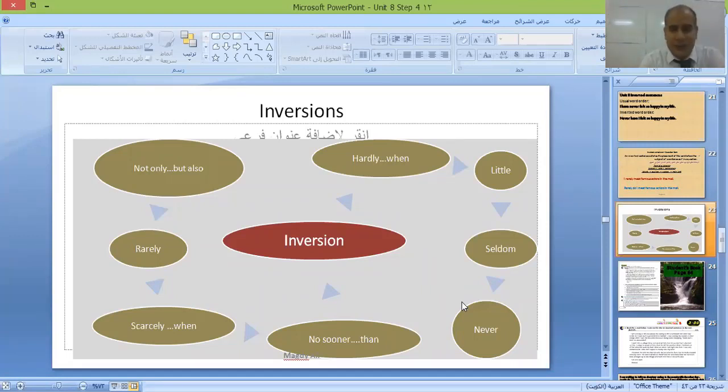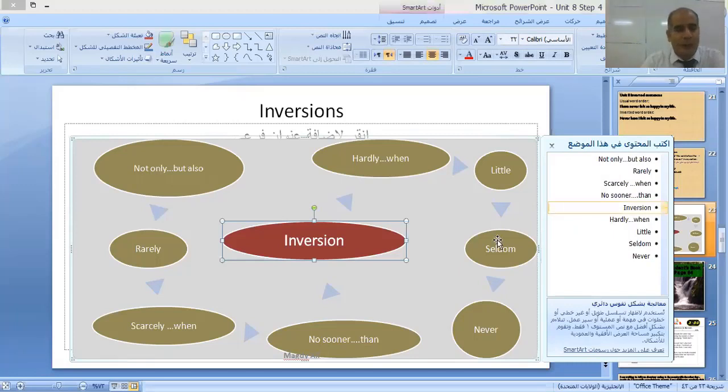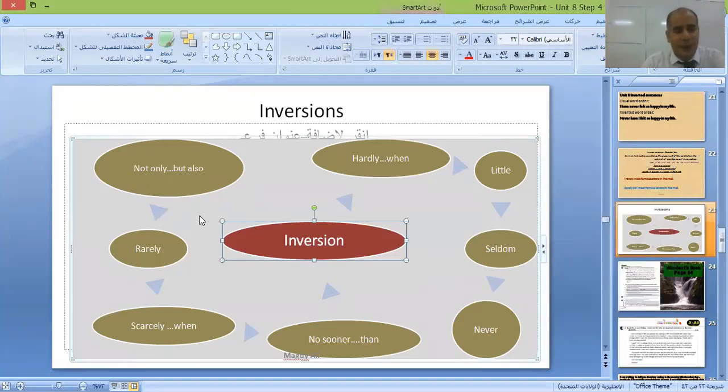I repeat the conjunctions once more, the words that are used to make inversion. Not only, but also, rarely, scarcely when, hardly when, no sooner than, little, seldom, and never. And there are many other conjunctions that are used.